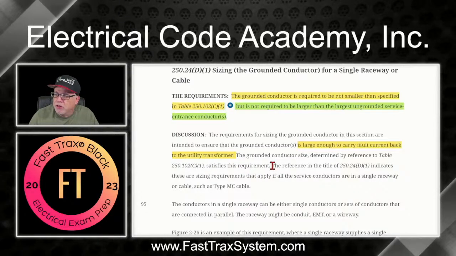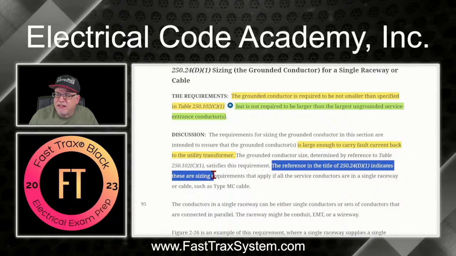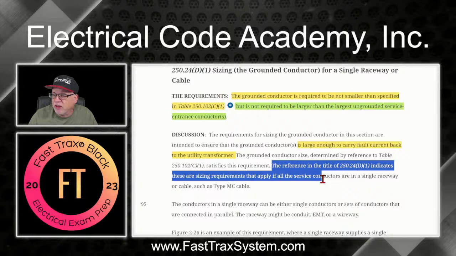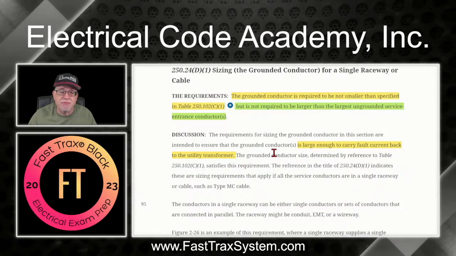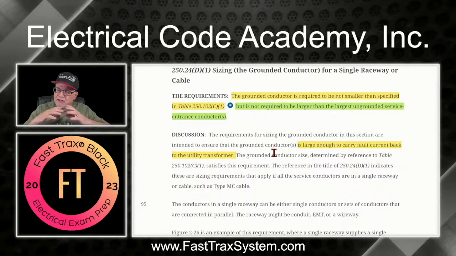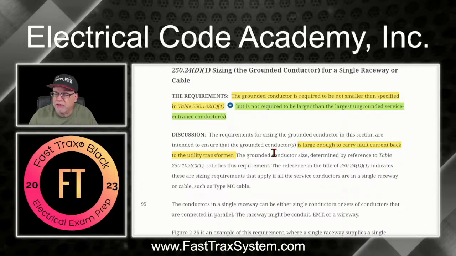All right, so the reference in the title of 250.24(D)(1) indicates that these size requirements apply to all service conductors that are in a single raceway or cable. A good example of that might be a type MC cable or type TC cable, where that's one cable assembly. Okay, so that's what it's referring to.